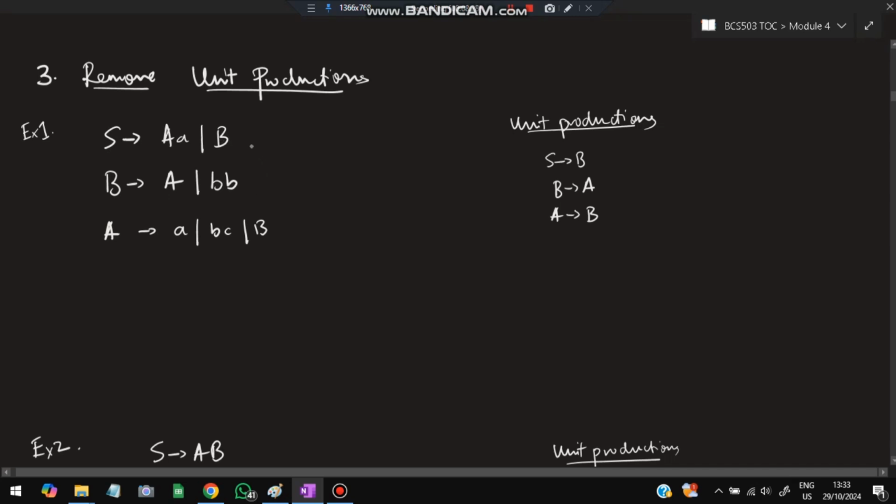If two non-terminals, it's fine. If it was like BB, it would have been fine. I would not have any issue. But if it is only a single B, there is an issue. That is called a unit production. Note down the unit productions here. S goes to B, B goes to A, A goes to B. These are the unit productions which I have noted down. After you have noted down the unit productions, you have to remove them. Let's have a look at how to remove them.